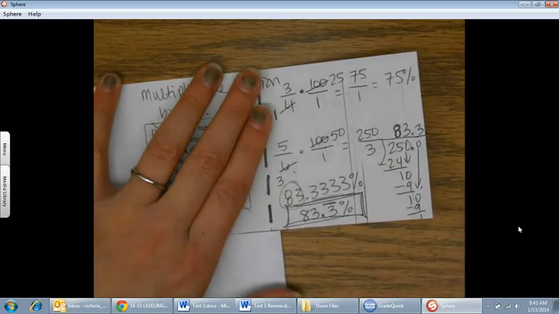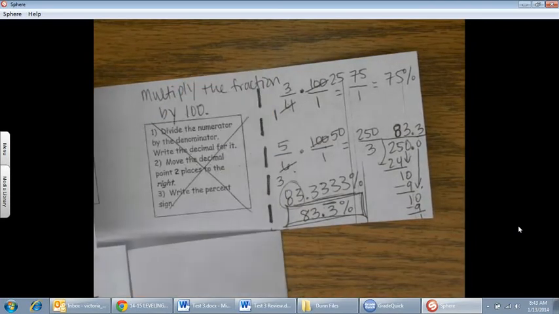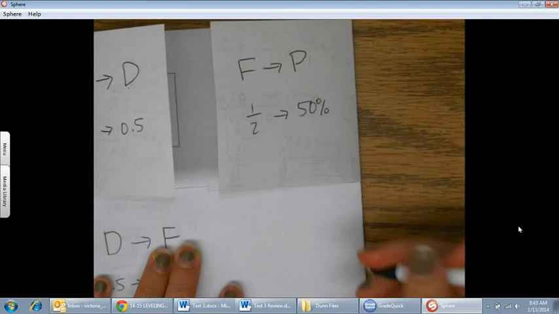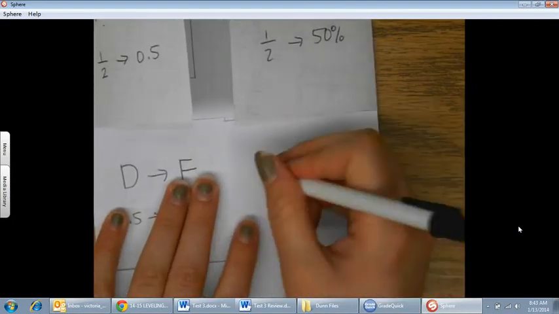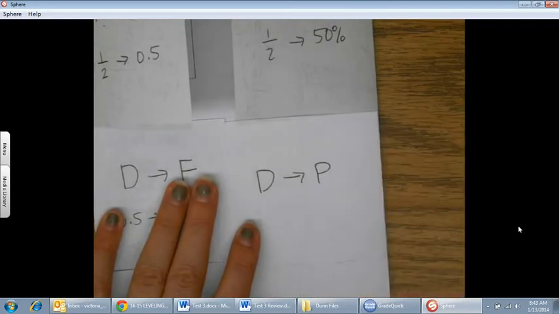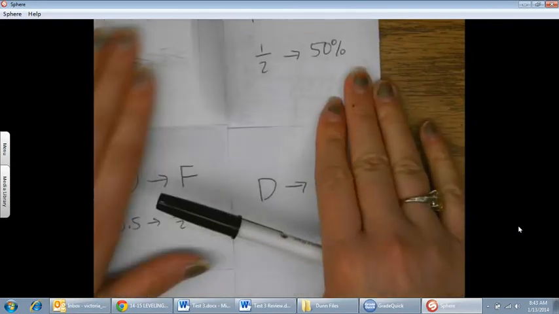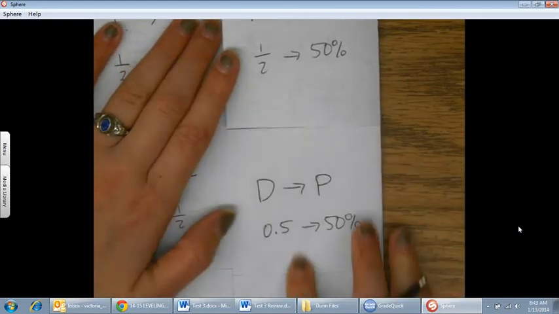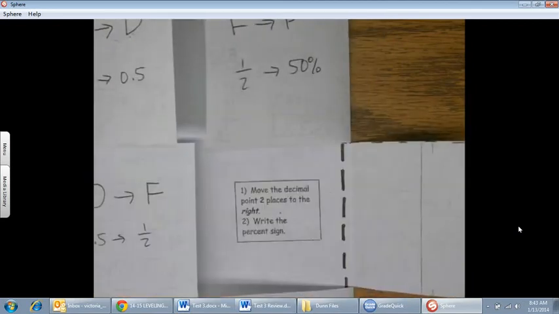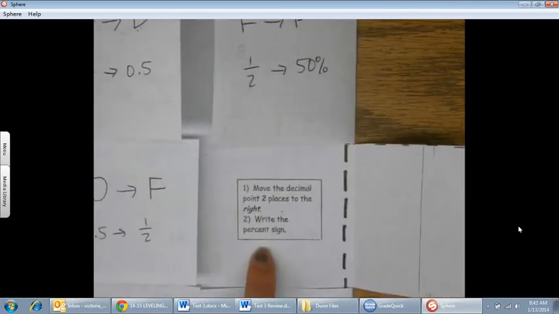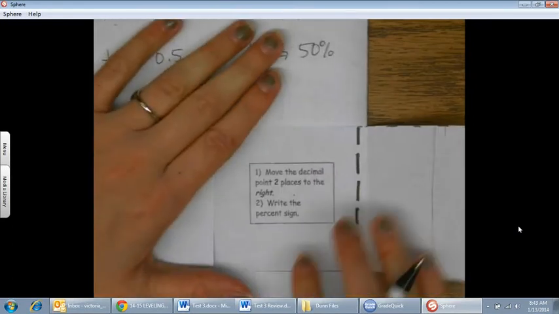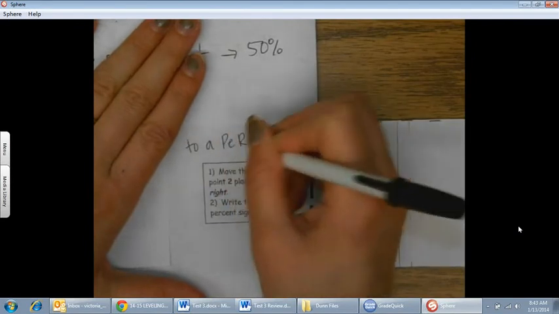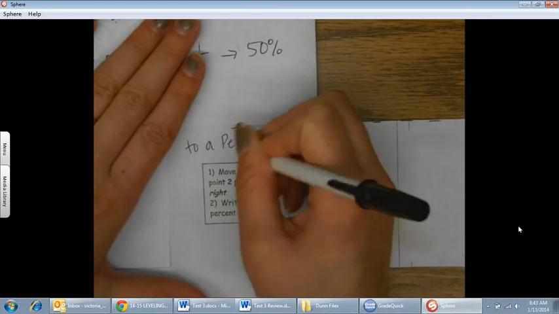Alright. Next one we're going to do is decimal to percent. So D to P. And that's, for example, 0.5 to 50%. This is super easy. All you have to do is move the decimal 2 places to the right and then write the percent sign. The great way to remember that is we're going to a percent, so we're going to have to go to the right.